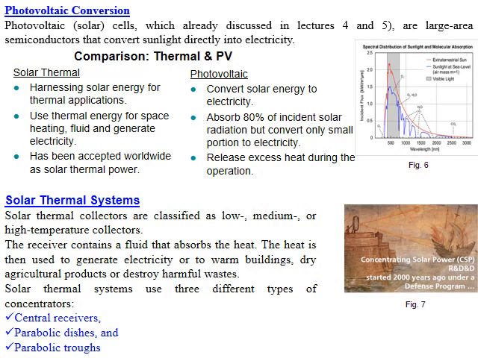Now, you remember the solar spectrum. We mentioned that the solar spectrum contains 3 parts. This is the visible part which is used by PV, but the thermal collector uses both.